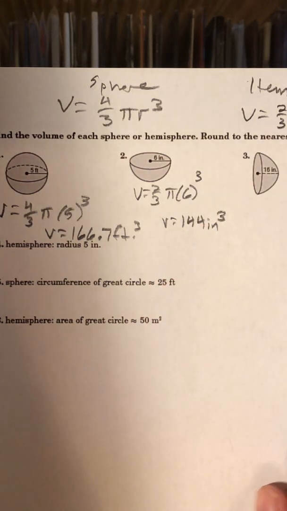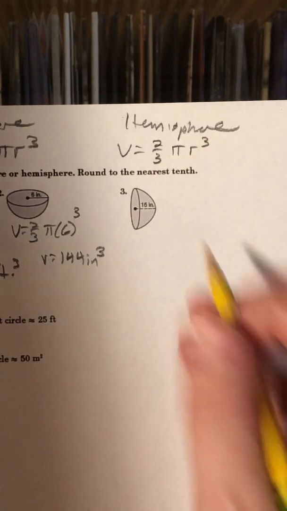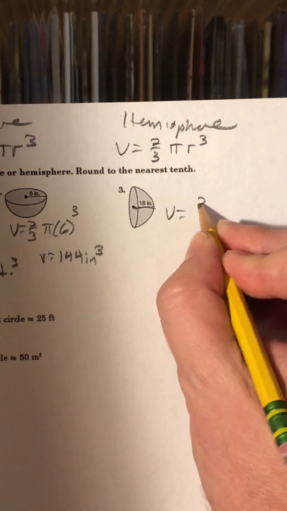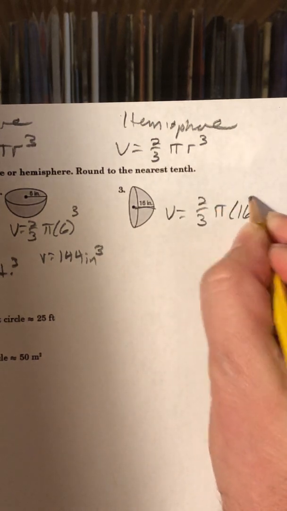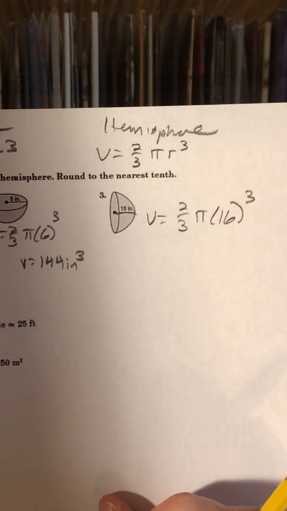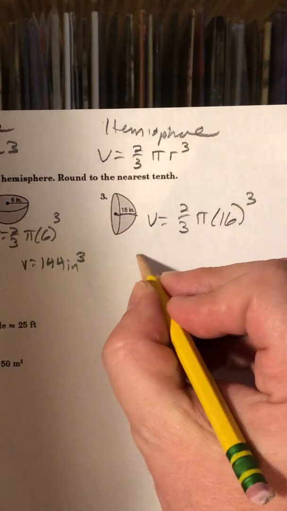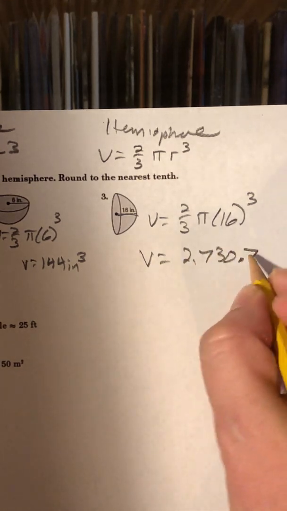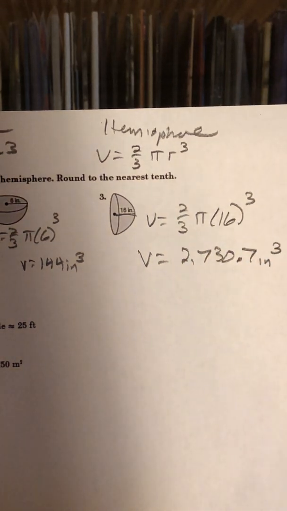Okay? So the last one over here, it's a hemisphere, and the radius is 16. So because it's a hemisphere, the volume is going to be 2/3 pi times 16 cubed. All right, guys? So we can do 16 cubed, which gives us 4,096. Divide that by 3, multiply it by 2, and leave it in terms of pi. So the volume of this hemisphere is 2,730.7 cubic inches. Okay?